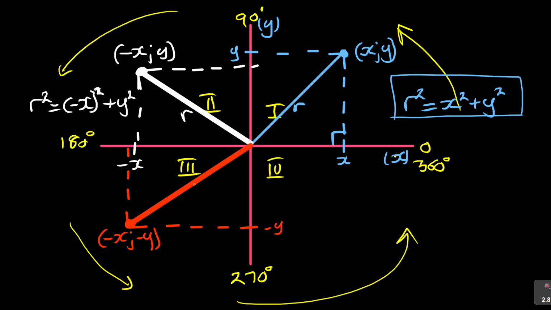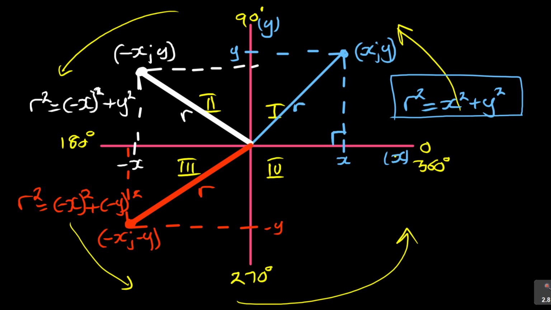But don't forget, r is always positive. R squared is equal to negative x squared, which will become positive, plus negative y squared, which will also become what? Which will also become positive. So you see, that is the part that they'll be looking or trying to see if ever you understand this.